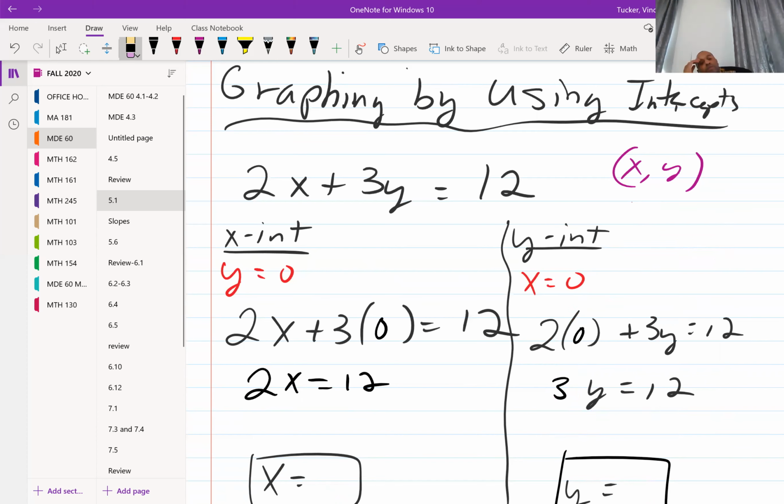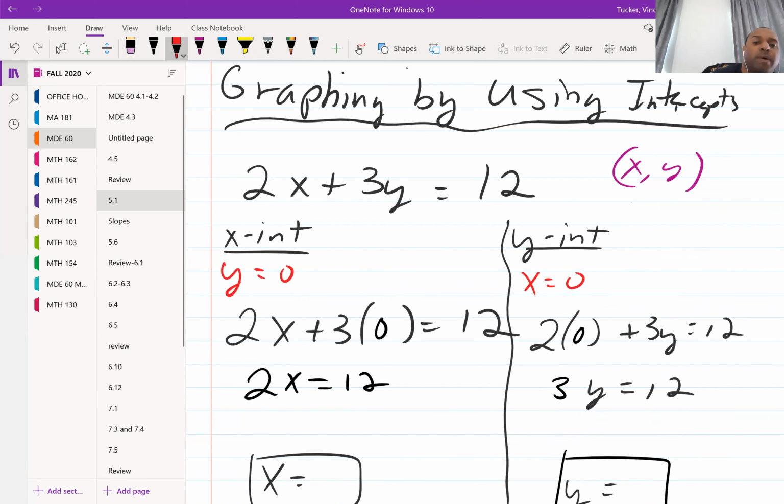All right, so we have 2x plus 3y equal to 12. We want to find our x-intercepts, y-intercepts, and we want to graph using our intercepts. Basically, we're going to find our x-intercept, find our y-intercept. Doesn't matter which one you find first, as long as you stay consistent in what you're doing. And then we'll be able to graph those 2 points, giving us our line.